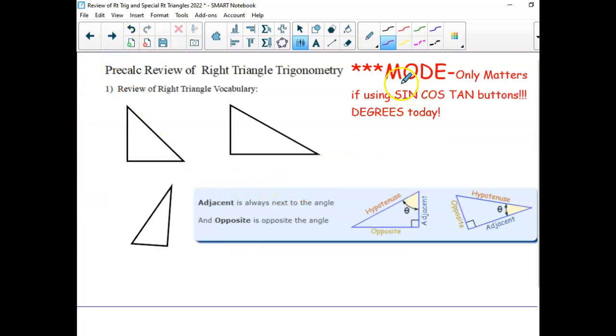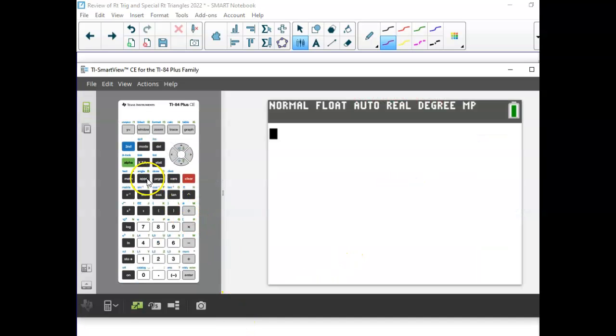All right. Very important, and I had you hopefully address this already, but the mode of your calculator matters, and it matters only when you are touching sine, cosine, and tangent buttons on your calculator. If you are not touching sine, cosine, or tangent for a problem, it doesn't matter what mode you're in, okay? So don't get all worked up. You took a whole test and you're like, I was in the wrong mode. Okay, but if you weren't doing sine, cosine, or tangent, it doesn't matter.